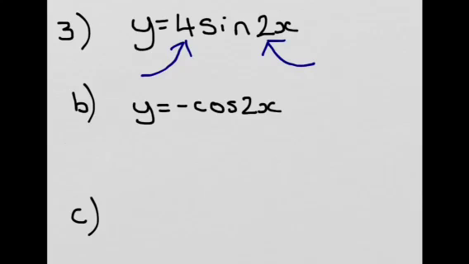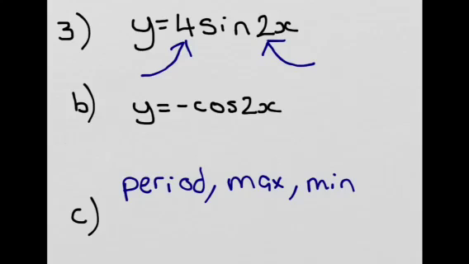In part C, you're looking to work out the period of each graph and clearly state the maximum and minimum points. That's the highest point it goes up to and the lowest point your graph will go down to. I'm looking for all three of the things, please, and remember to annotate your x-axis so I can see where your graph cuts that axis.